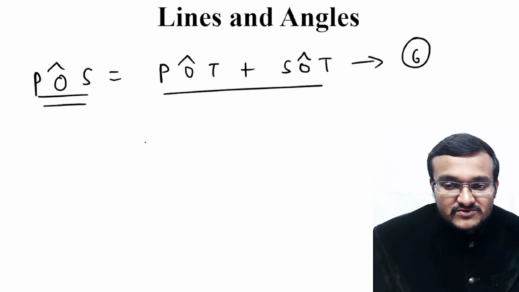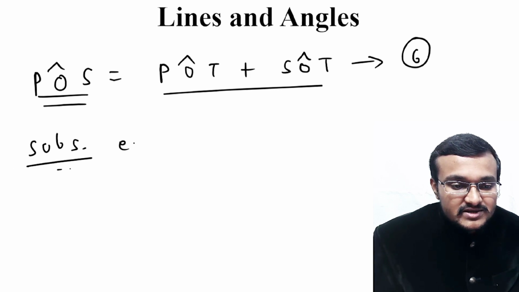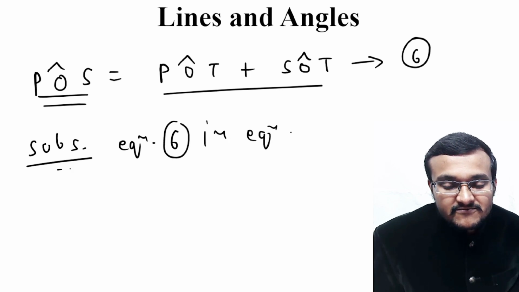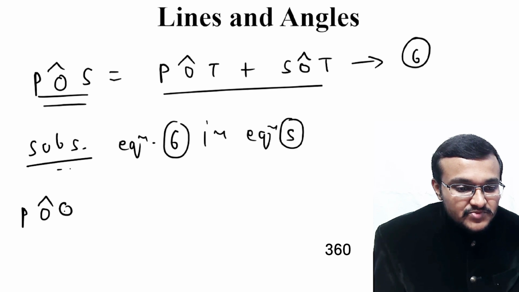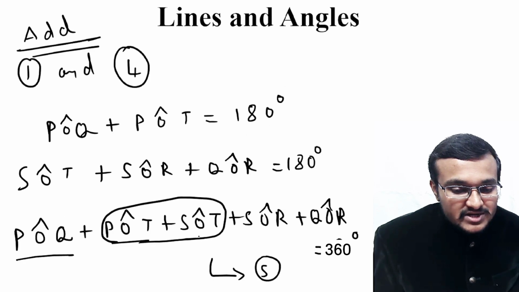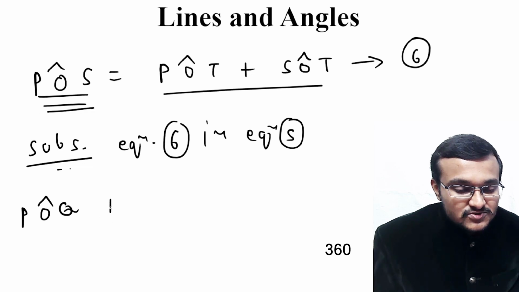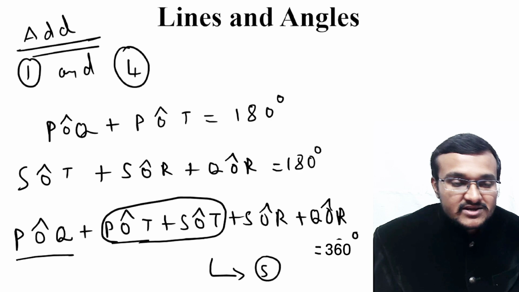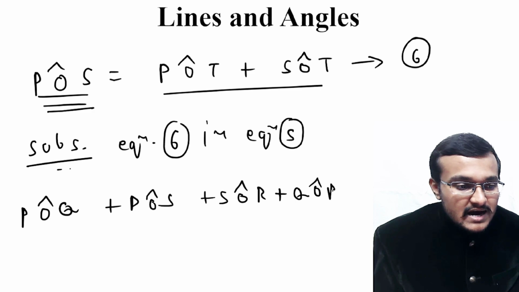So in the place of POT and SOT you can substitute POS, because POT plus SOT is POS. So this you can take as equation 6. So substitute equation 6 in equation 5. So in equation 5 POQ is there, so we'll write POQ, and here you can see POT and SOT are there. So POT plus SOT is equal to POS, so that POS I can write, and what is remaining, SOR and QOR is remaining. So SOR plus QOR.